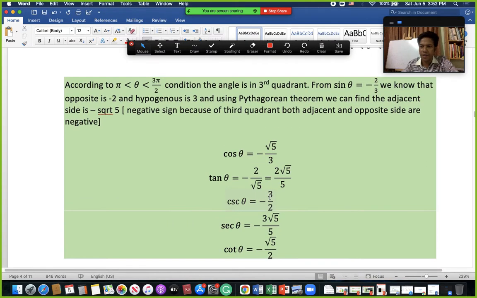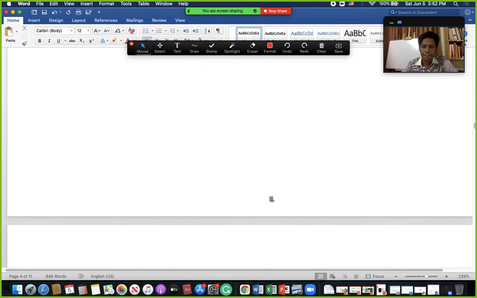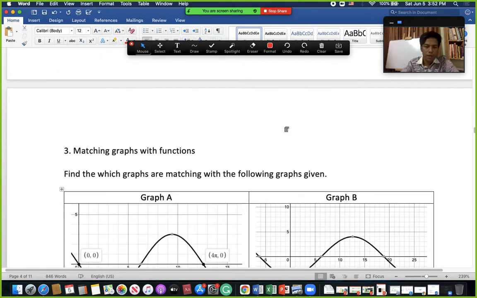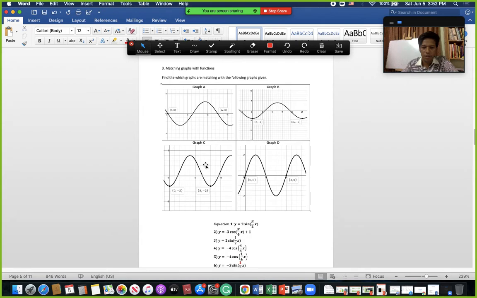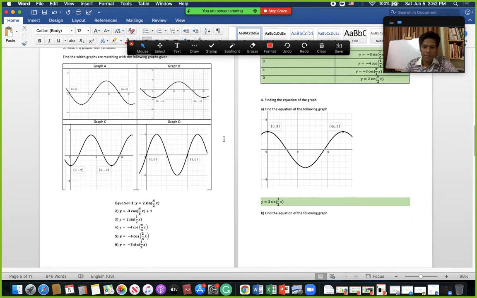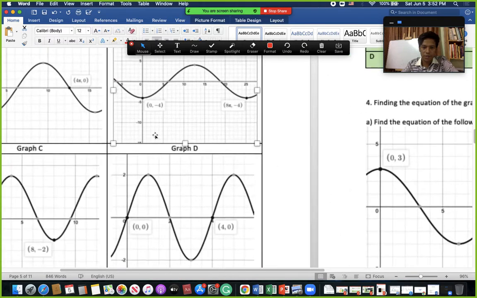So this thing is like using the SOHCAHTOA formula. We can find it out. Then, matching the graphs with the function. So you have a couple of graphs here. We have to match them with the function. And in this case, this is the matching. The answer is here actually.